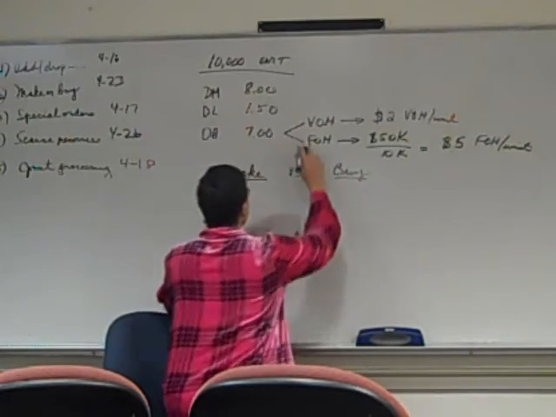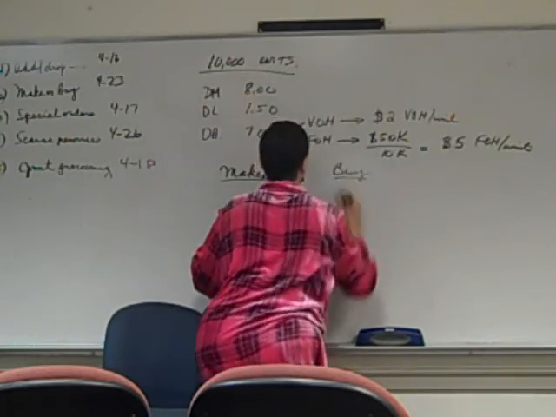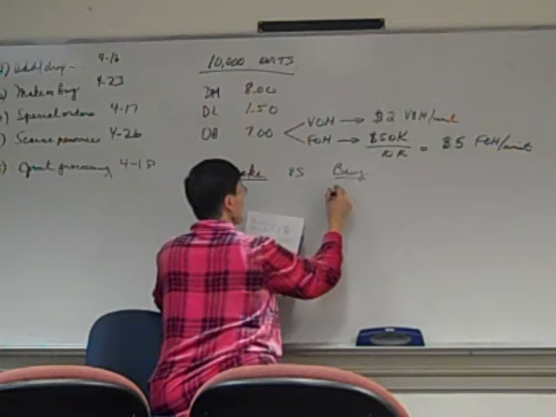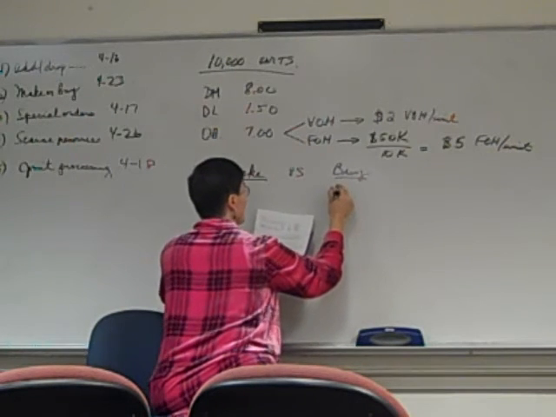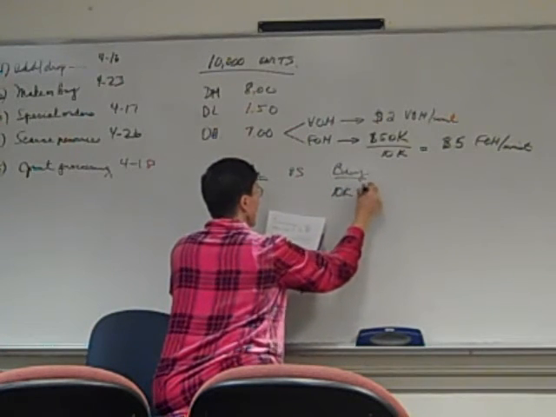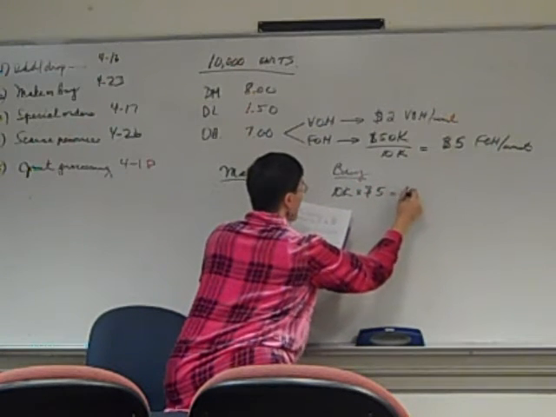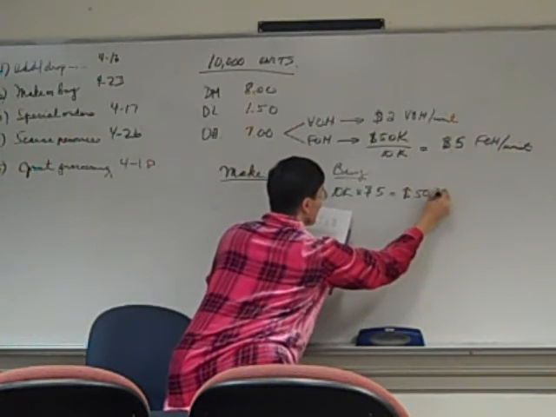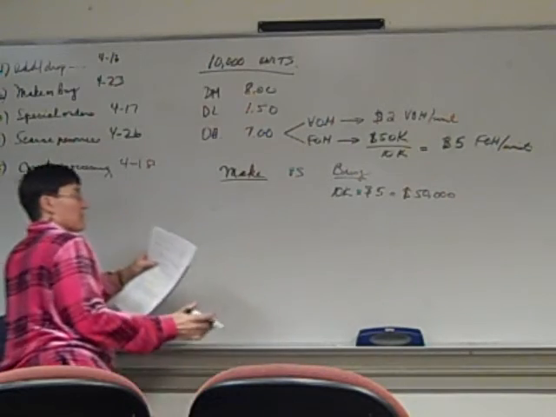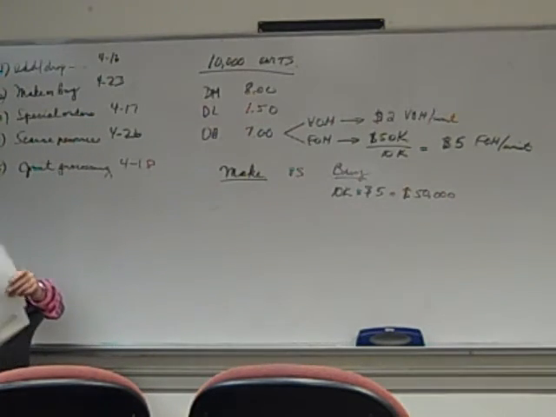If we're making 10,000 units, we have to buy 10,000 externally. And they're going to sell them to us for $5 a unit. So our cost to buy is $50,000. Okay, that's pretty simple. That's what the outsourcing supplier is going to sell them to us for.